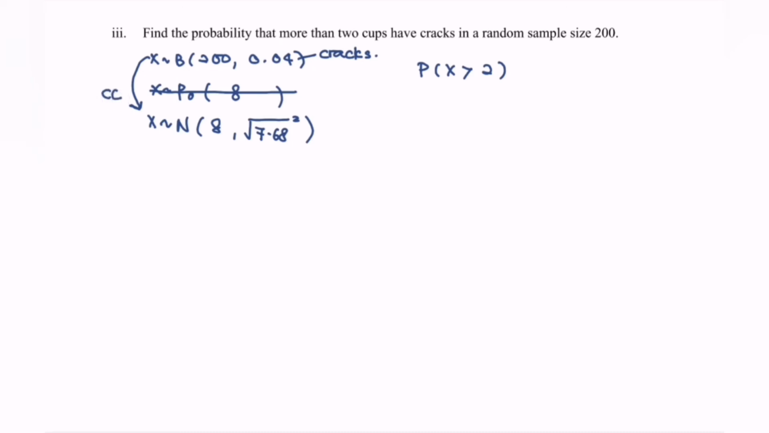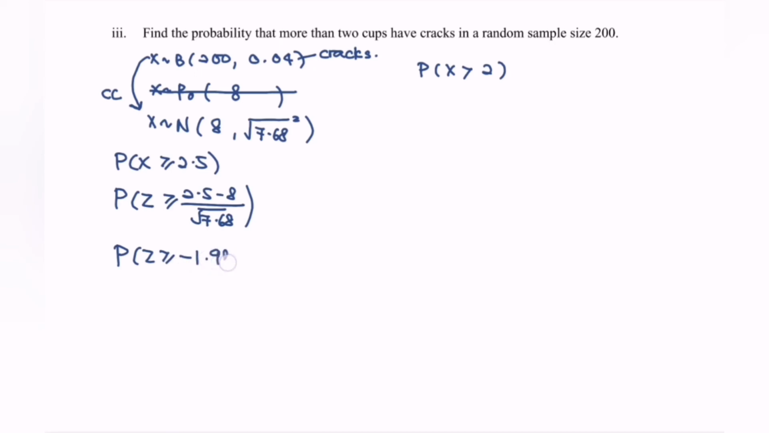So do remember to apply the continuity correction. Step number 1, kindly apply the correction, where X is greater than or equal to 2.5. The second step is to standardize the situation, where Z is greater than or equal to 2.5 minus 8 over the square root of 7.68. Simplify the situation. Z is greater than or equal to negative 1.98. Next, by referring to the diagram, we locate the region where Z is greater than or equal to negative 1.98.